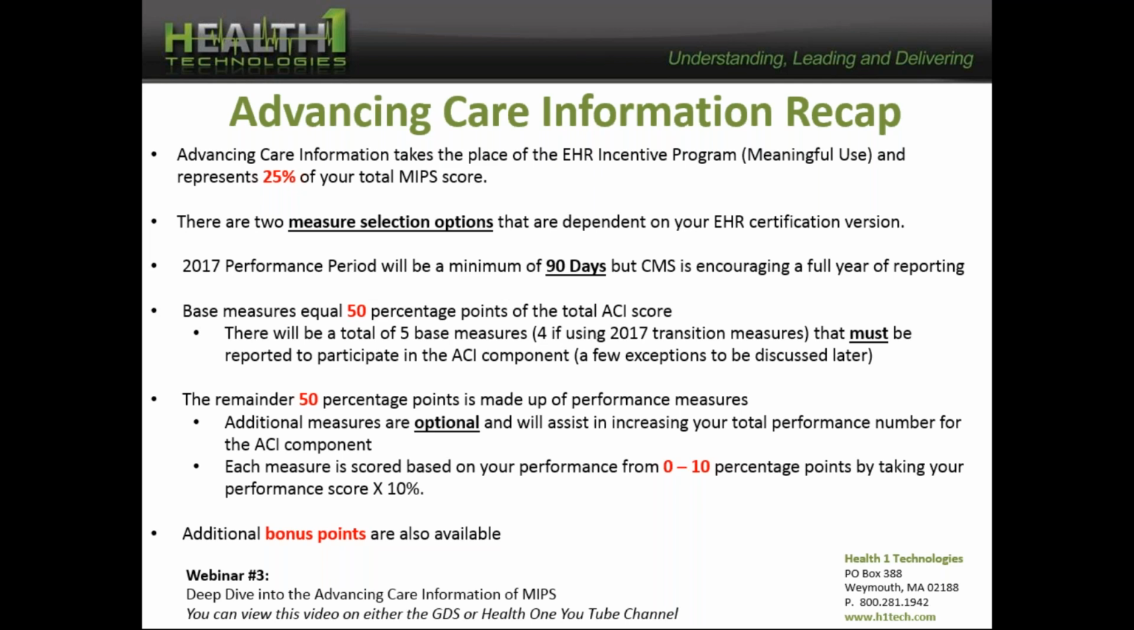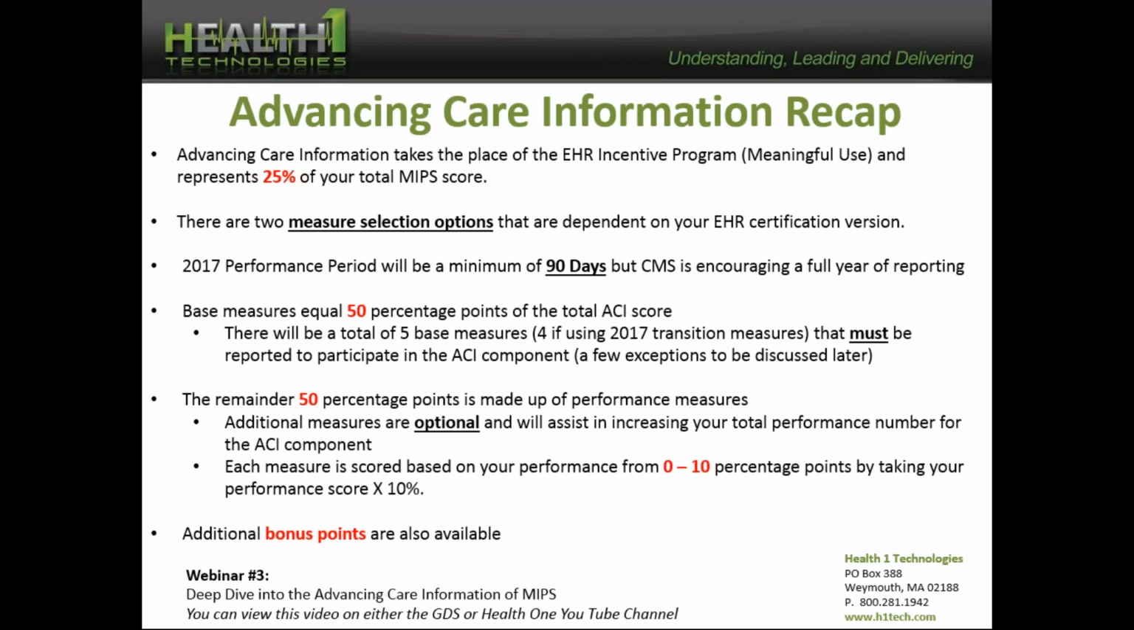Advancing care information. So this is basically meaningful use in the past and represents 25% of your score. There are 2 measure selections options available depending on your certification version. As I said in my webinar, most of you are going to be on the 2014 certified version, which means that you're going to select the 2017 transition measures for that.